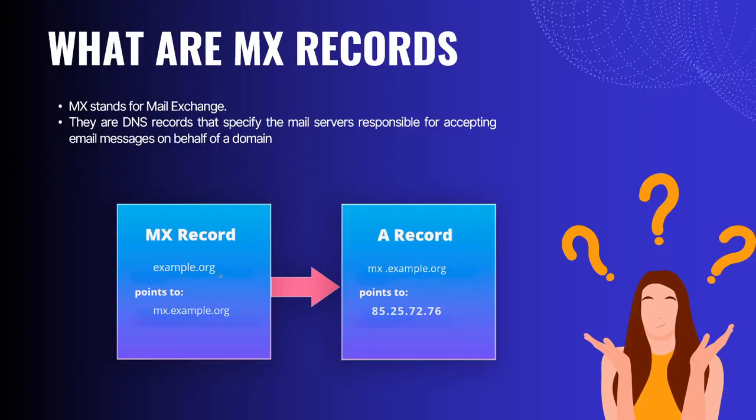In DNS, there are multiple record types available. One is the MX record, which stands for mail exchange record, and another is the A record. An A record maps a domain name to an IPv4 address, and there are also AAAA records, which map a domain name to an IPv6 address. In this example, you can see mx.example.org points to 85.25.72.76, and that is the A record of mx.example.org.